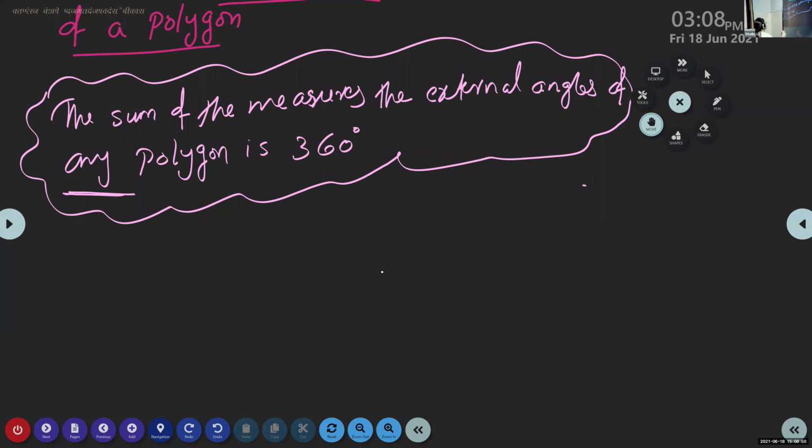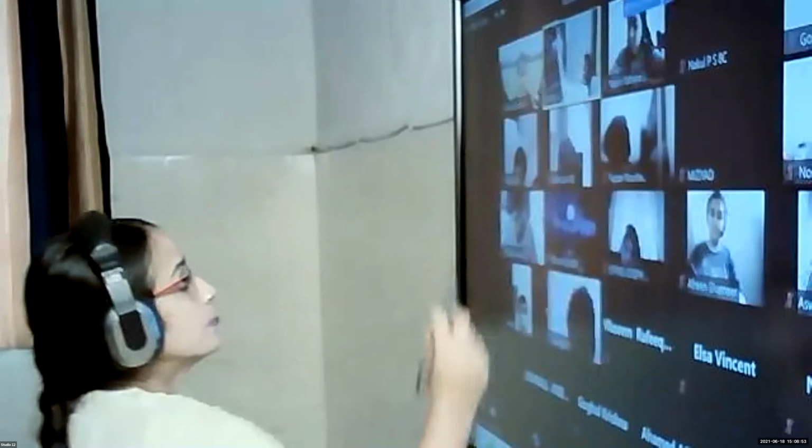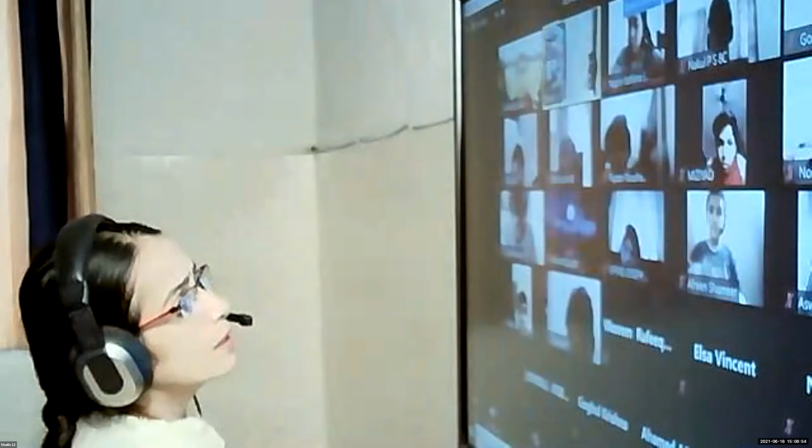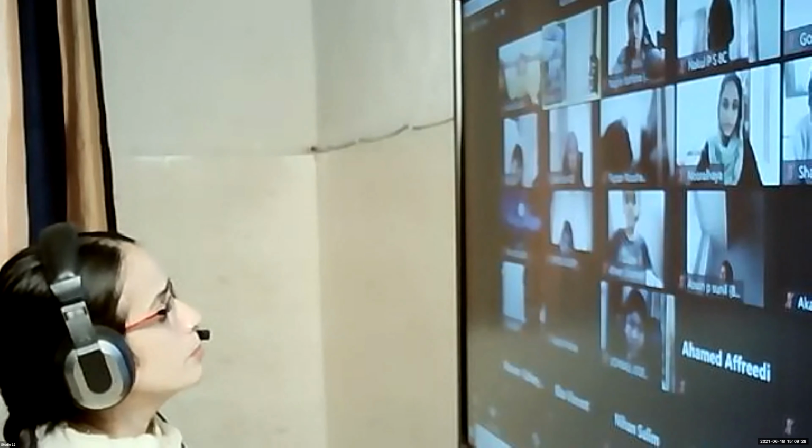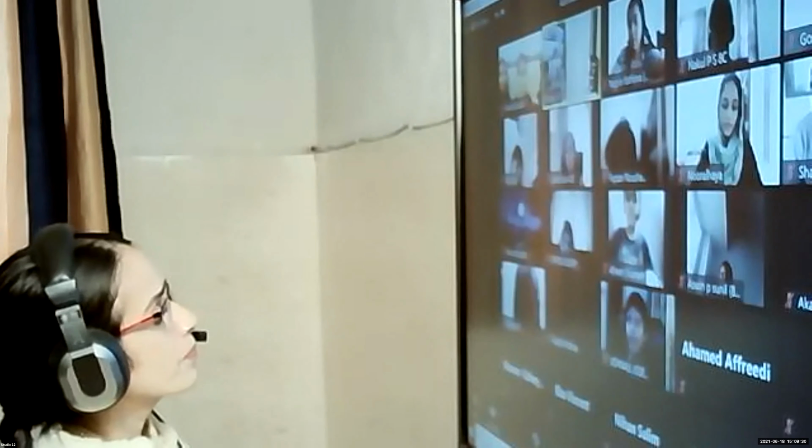Now we will do some problems. Before that, what is the sum of external angles of a polygon? 360 degrees. So what is the sum of external angles of a pentagon? 360 degrees.